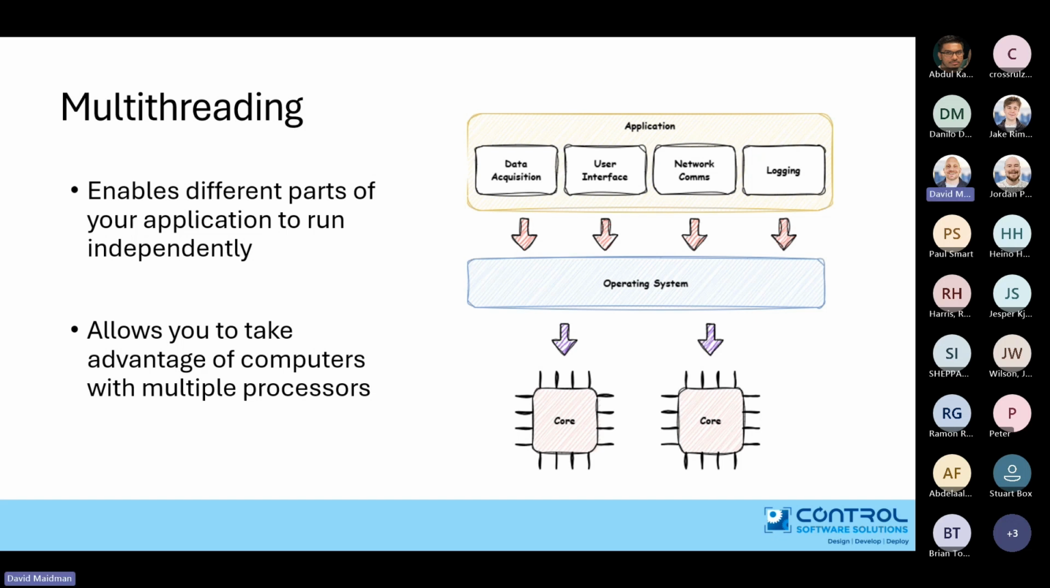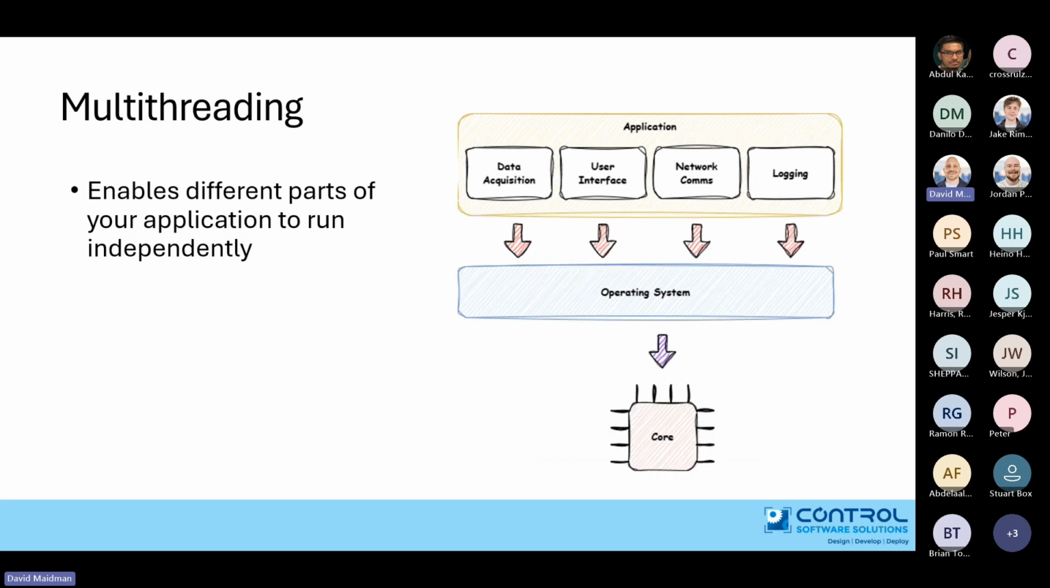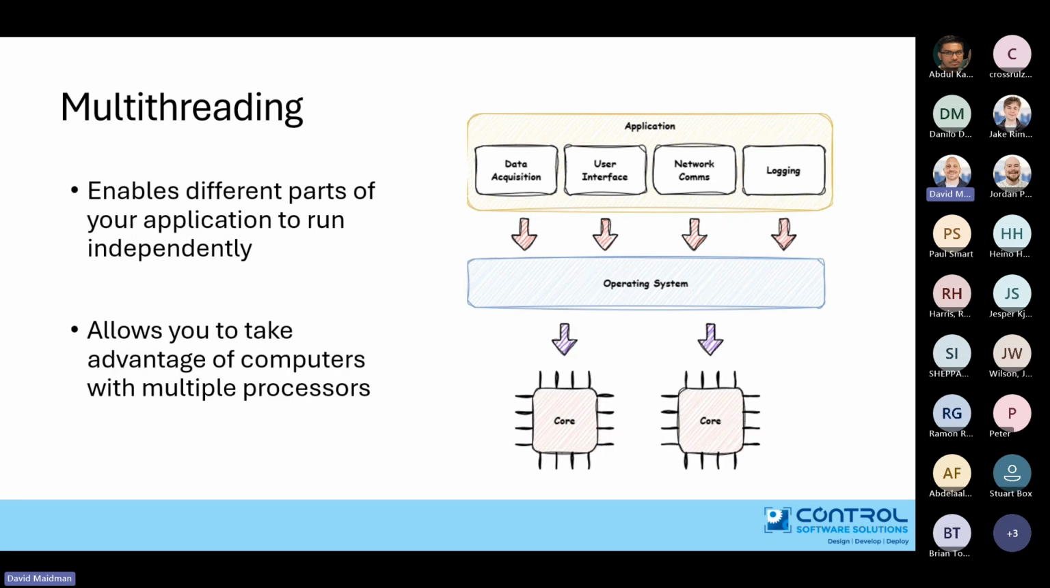And with multi-threading, it allows us to take advantage of computers with multiple processors. Okay, but if I go between these two, just notice from the application point of view, we're making requests on the operating system, and it's the operating system that's allocating the work to the multiple cores.